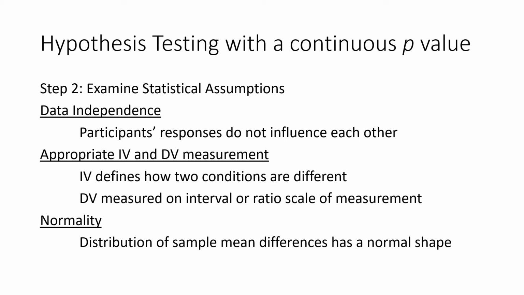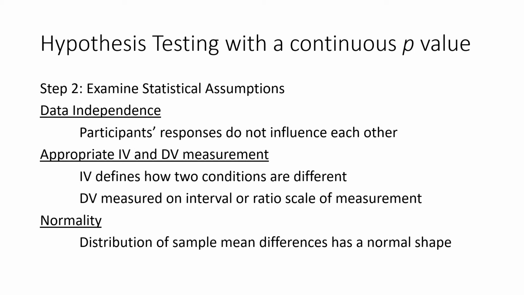The next step is to assess the statistical assumptions. This test has 3 statistical assumptions: data independence, which is the same as data independence was for the single sample t. Any individual participant's responses should not influence another person's response. So it's just good experimental control. You don't want to have one person influencing another one.